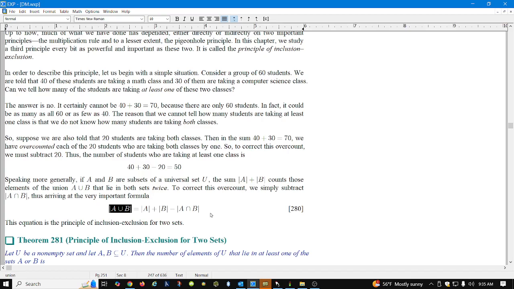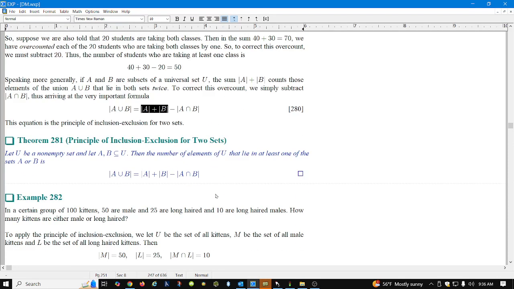So this is the formula. The size of A union B is the size of A plus the size of B minus the size of A intersect B. And this is to correct the overcount in these first two terms. This is the principle of inclusion-exclusion for two sets. We include the number of elements in each individual set. We exclude the number in the intersection.